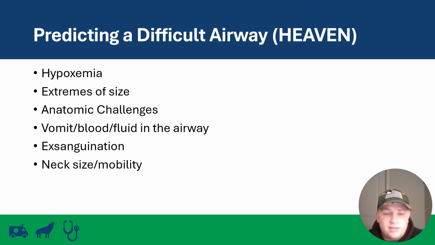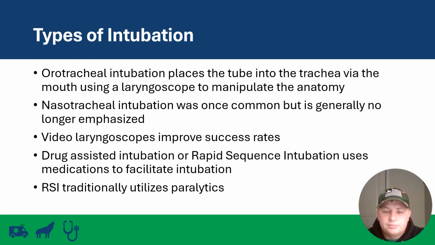And then N is again for neck size and neck mobility. A very small stature person with no neck is going to be heck to intubate, versus somebody with a longer neck. You can have a little bit easier time using your laryngoscope to visualize those structures. So to wrap it up, HEAVEN is a great tool to predict a difficult airway in the pre-hospital setting.